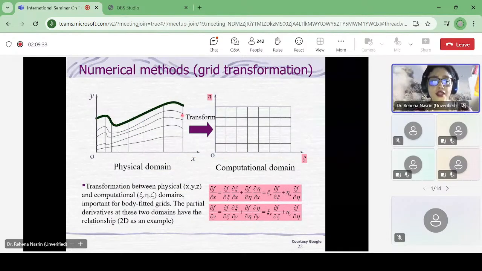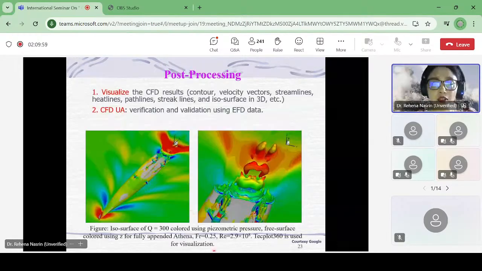And this is a physical domain. You can see if we transform this domain into a rectangular system, then all the grids are structured grids. The transformation is from the XYZ Cartesian coordinate system to the computational domain xi, eta, psi, taking 2D as an example, and here I am showing you. For visualization, we have the contour, velocity vectors, streamlines, grid lines, path lines, streak lines, and isosurface in three-dimensional space.